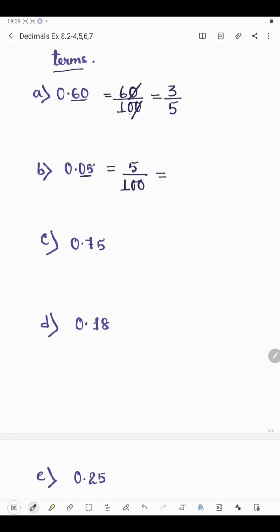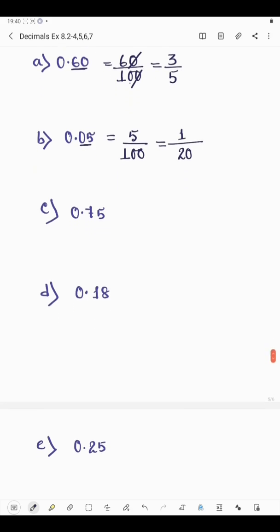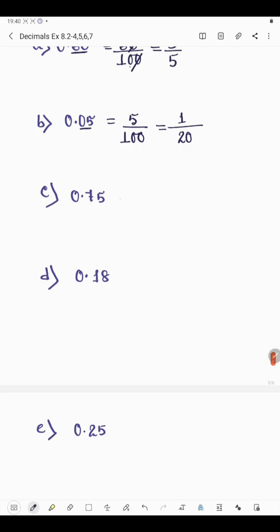Now this we have written as a fraction. Now we will write this in lowest form. So 5 and 100 both come in 5's table. So 5 1s are 5, 5 20s are 100. So it will be 1 by 20. Okay. Now in the C part we have 0.75.